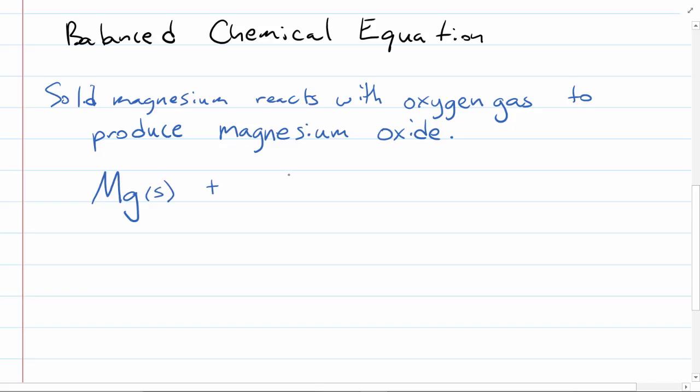Then we react it with oxygen, which has a formula of O2. Phase label would be gas, the g. And then we make magnesium oxide. The formula for magnesium oxide would be MgO. I know many of us want to say 2, but it's not 2.